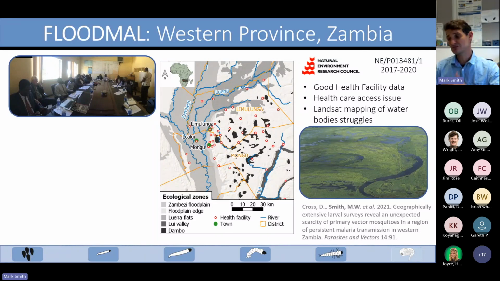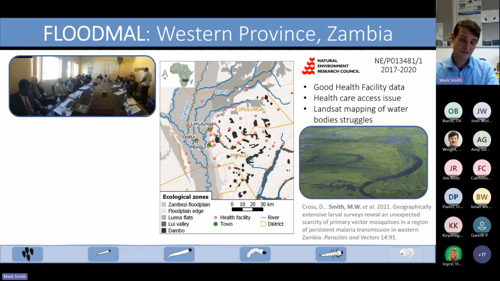About 225,000 people live on that floodplain. And one of the advantages of being here is that there was good health facility data to try and take this understanding that we got from Tanzania and move it down through the malaria transmission cycle. And we had brilliant collaborators with the district medical officers and the Ministry of Health there. So it was a really good opportunity to take these ideas forward.